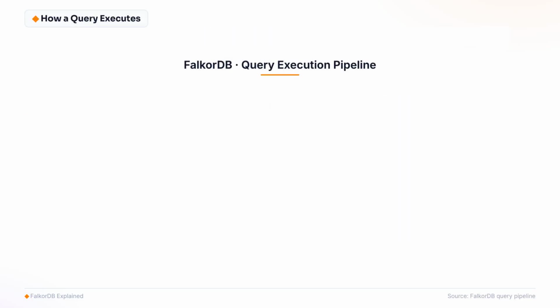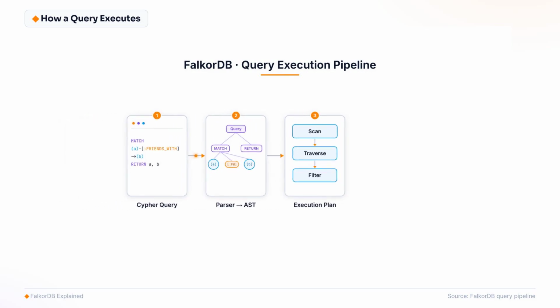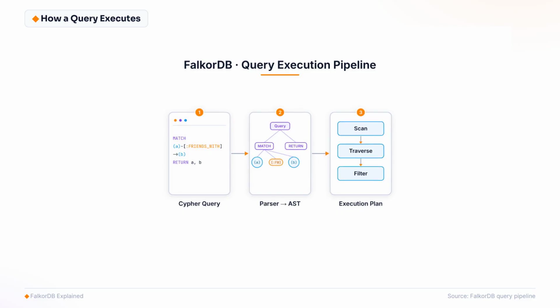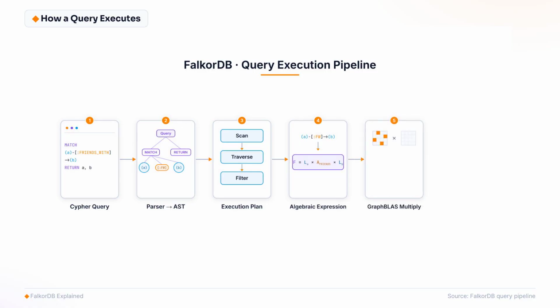Let's follow one query through the engine. First, your Cypher query arrives as plain text. Second, it's parsed into a syntax tree and validated. Third, the planner turns it into an execution plan, a tree of operations like scans, traversals, and filters. Fourth, and this is the FalkorDB twist, each graph pattern is compiled into an algebraic expression, a chain of matrix multiplications. Fifth, GraphBLAS multiplies those sparse matrices together using every optimization in the book. And finally, results stream back to your client. From text to algebra to answers.